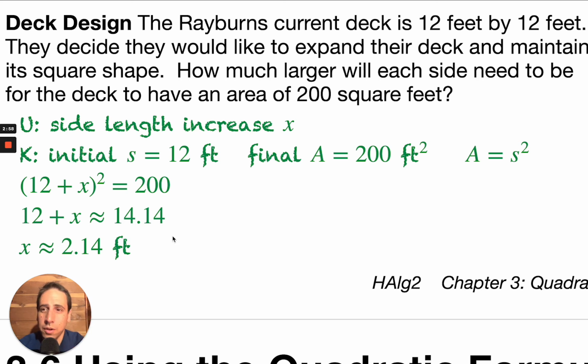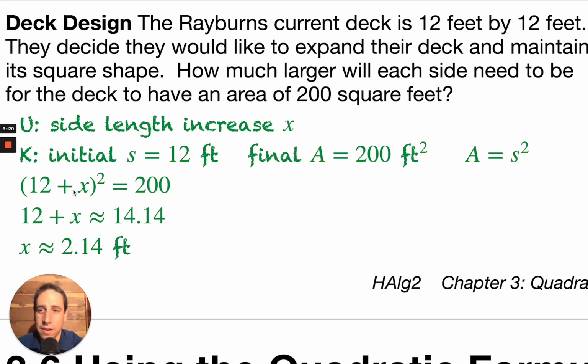How much? Well, it's starting at 12 feet, and the final area is 200 square feet. We also have a formula: the area of a square deck is equal to the side squared. So what we can say is the final area is 200, and that would be 12 plus the increase, squared.